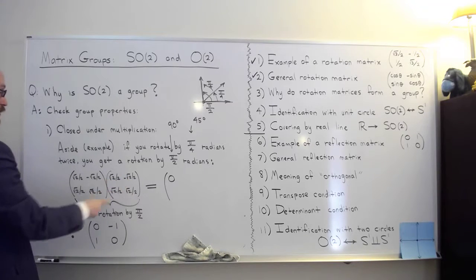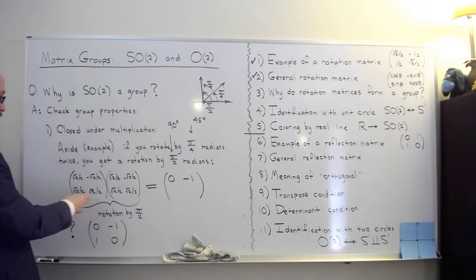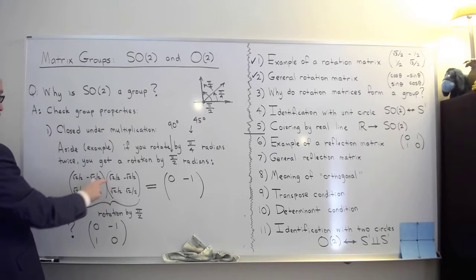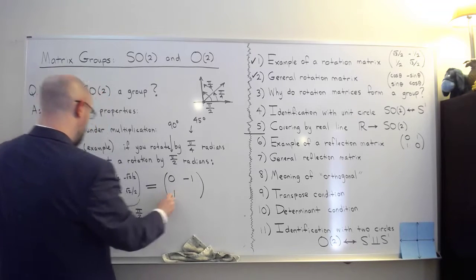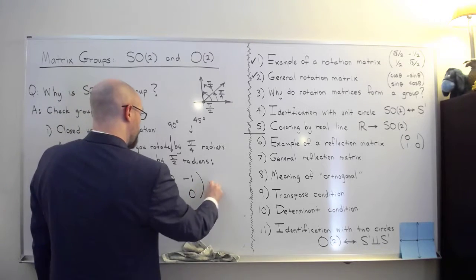That gives us a minus 1/2. And then this gives us another minus 1/2, so we get a minus 1. And you can see the rest of the entries are going to do what you want. This one is going to give you a 1/2 plus 1/2 is 1. And this one is going to give you a minus 1/2 plus 1/2 is 0. And so that checks out.